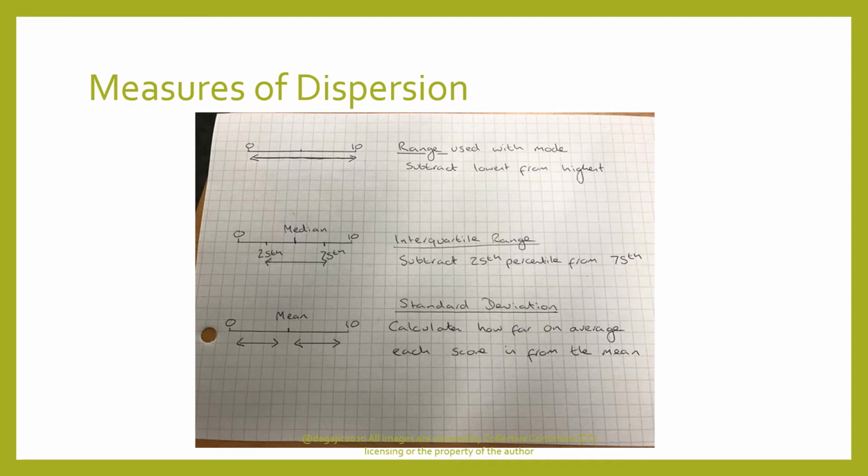Just a little graphic to help you recognise this. So you can see the range, we're subtracting the lowest from the highest. The interquartile range, we're subtracting the 25th percentile from the 75th. And the standard deviation is calculating how far on average each score is from the mean.